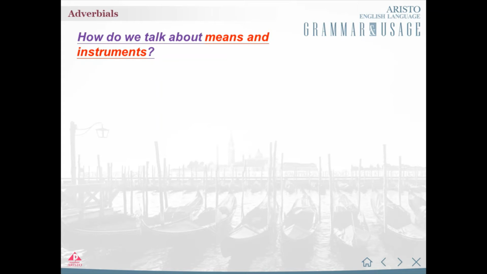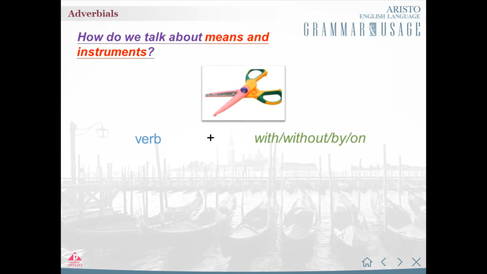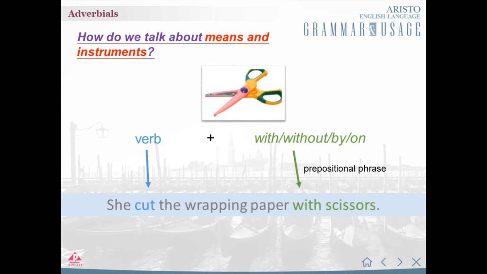Now that we have learned how to describe the manner in which an action is done, let's look at how to talk about means and instruments. We typically talk about means and instruments using the prepositions with, without, by, or on. In this example sentence, the preposition with is used to tell us that the action of cutting is done using an instrument, that is, a pair of scissors.